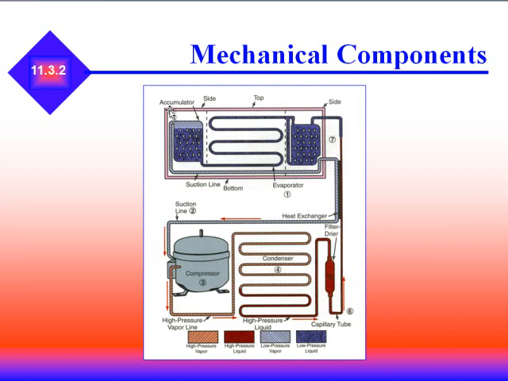You can actually see we have our compressor, out of our compressor to the condenser, out of the condenser to the filter dryer, through the cap tube metering device, into the evaporator, out of the evaporator into the accumulator, back down through the suction line into the compressor, and our system starts all over again.